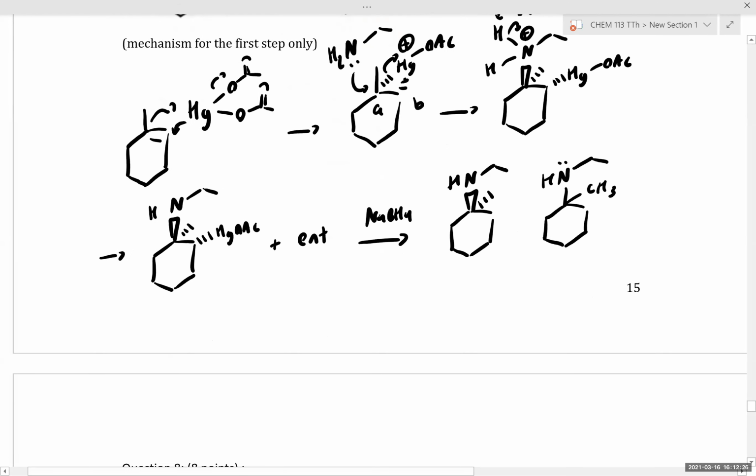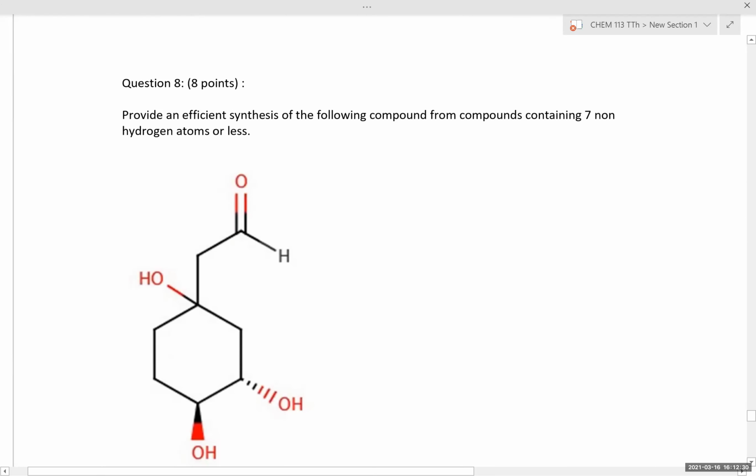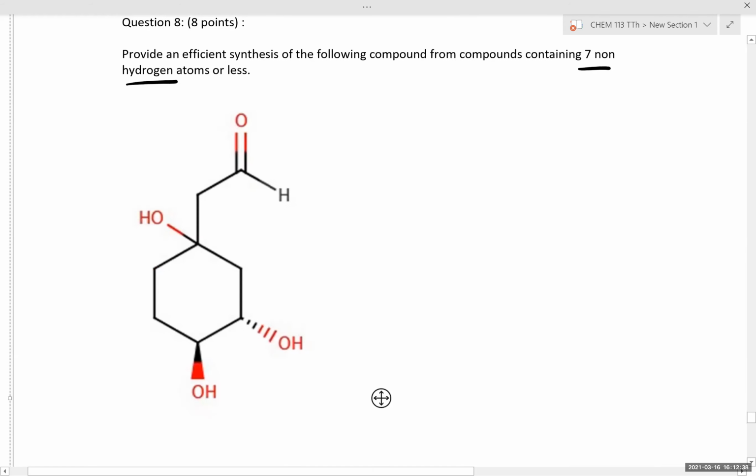Okay. So we're almost at the end. We're now asked to propose an efficient synthesis of the following compound from compounds containing 7 non-hydrogen atoms or less. Well, this aldehyde is going to be a bit of a pain to install.